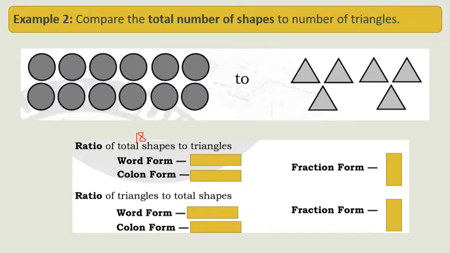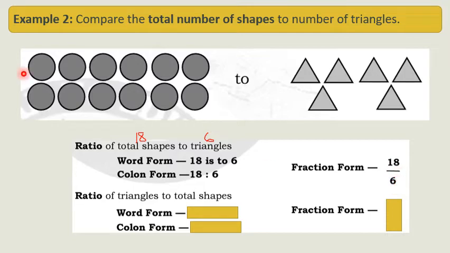So, ilan ngayon ang triangle? Ilan ba itong triangle natin? So, yan ay 6. So, ito pa yung ipagkukumpara natin. So, yung total na 18 to triangles na 6. So, 18 is to 6. Sa pag-word form, yan ang sulat po. So, ganun ulit. Sa colon form, gagamit lang tayo ng colon. So, yan. Then, sa fraction form, 18 to 6.